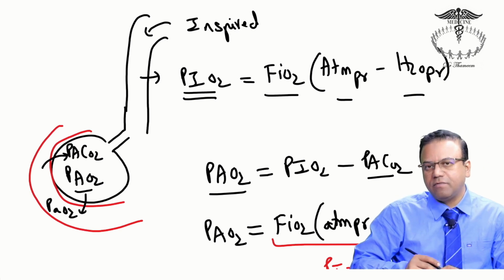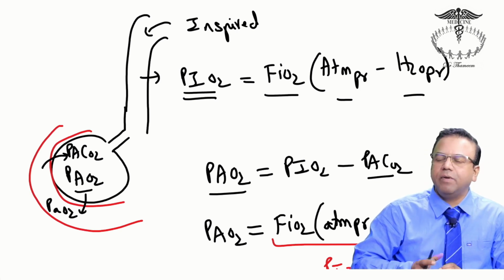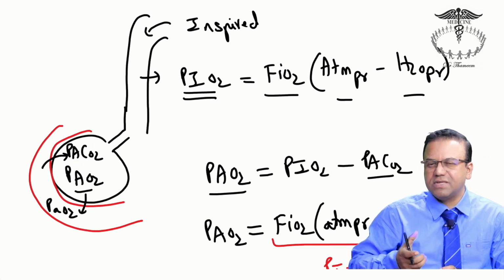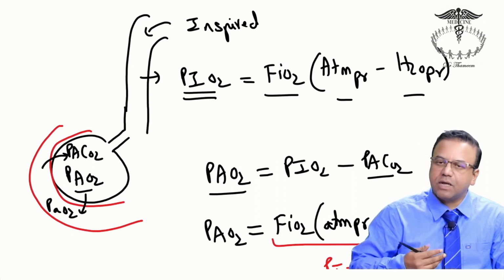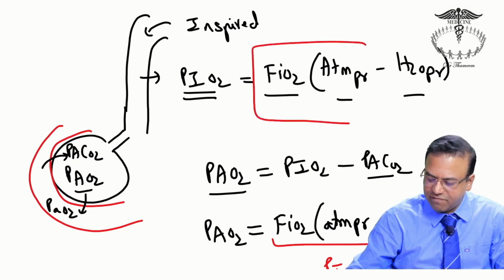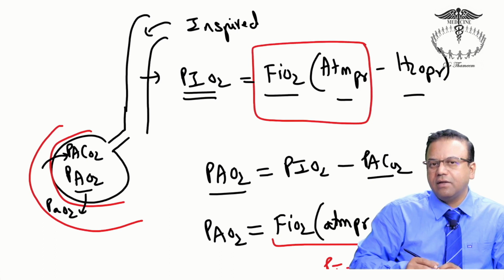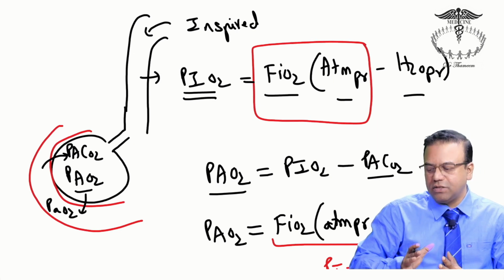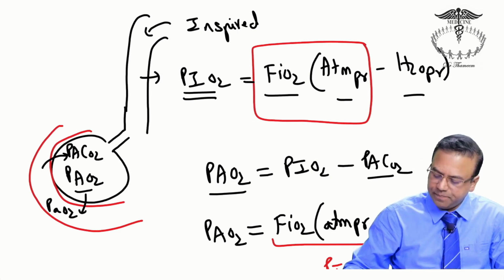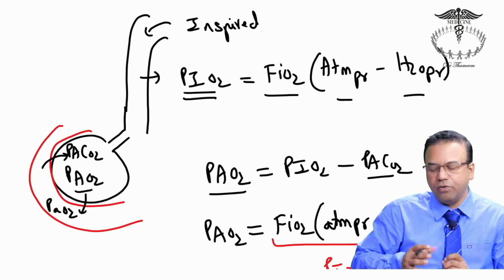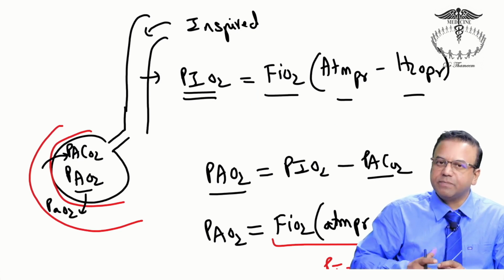In certain places, we may not consider water vapor pressure simply because the amount of water vapor pressure, which is 47, is very less compared to 760, the atmospheric pressure. Many times you might manage just by using FiO2 into atmospheric pressure as the PiO2, also because water vapor pressure doesn't change with height above sea level. So generally what we are focusing on is these two things, FiO2 and atmospheric pressure. However, if the MCQ is giving choices that are more accurate, then better you use water vapor pressure to calculate the partial pressure of inspired oxygen.